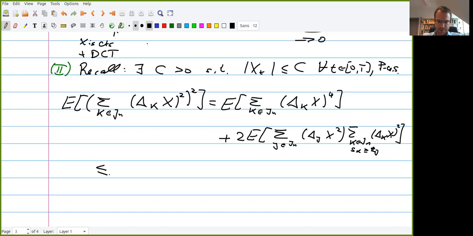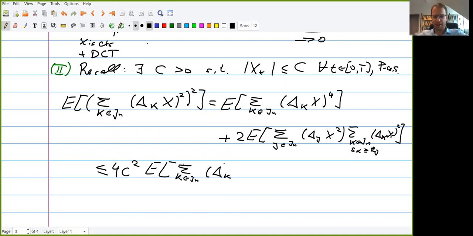All right, let's estimate this. The first one, what do we get? We can estimate it by 4c squared, so we can estimate every increment by 2c, and then we get 2c squared if we have the square. This means we have not estimated all things. What we still have here is the sum over the elements of Jn of the squared increments of X.